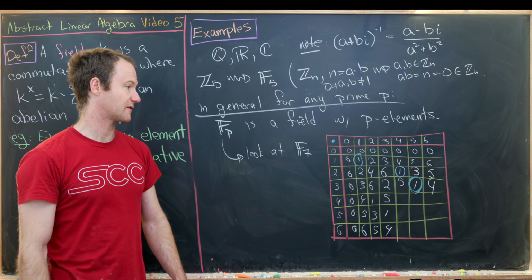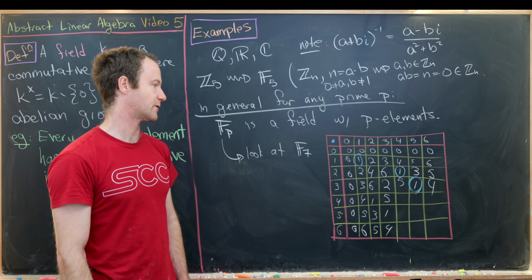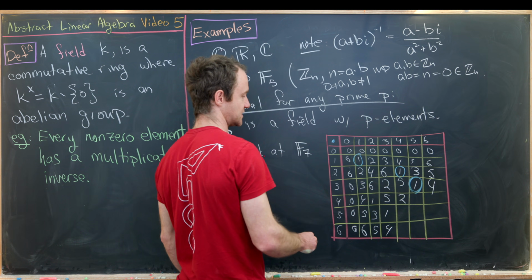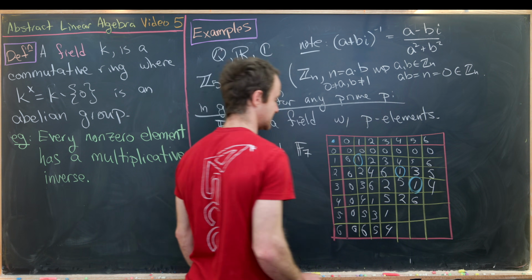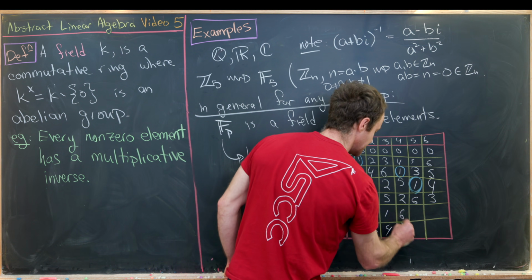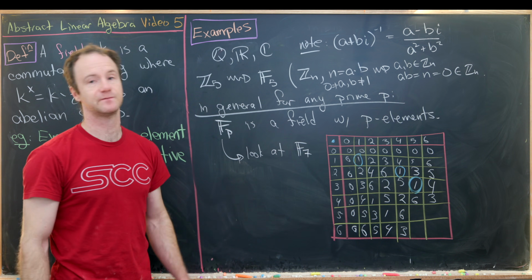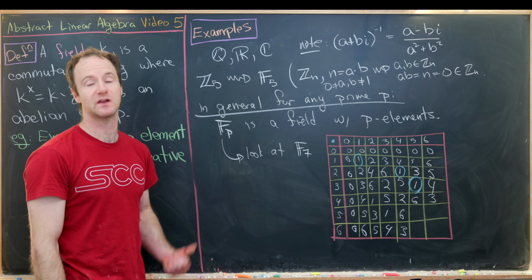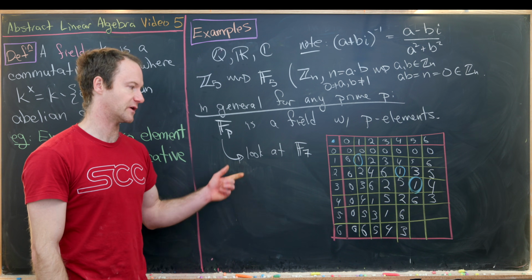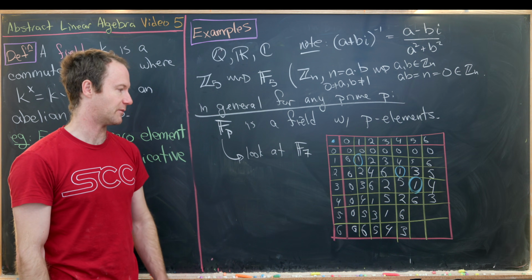Now let's look at 4. So 4 times 4 is 16, which is 2. 4 times 5 is 20, which is 6. And 4 times 6 is 24, which is 3. Use symmetry to fill in the rest. We only have symmetry because of the commutativity here, just by the way. If we were in a non-commutative ring, we could not use symmetry to fill in the bottom half.